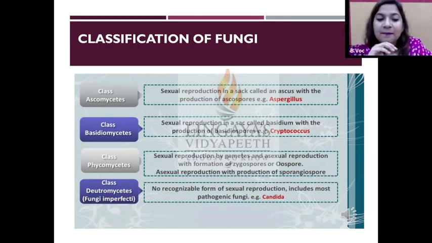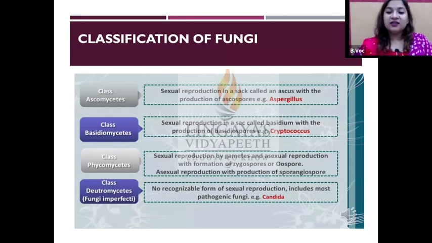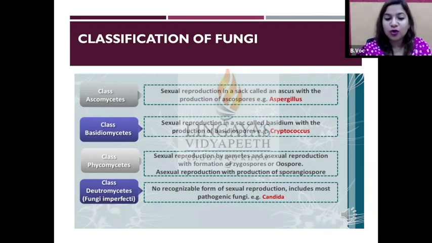Then the second one is the basidiomycetes. The classification of these fungi is based on their modes of reproduction, that is, how they reproduce. The ascomycetes reproduce in the form of a sac, and the covering is called an ascus, thus they are called ascomycetes. Then the second one is the basidiomycetes. They reproduce in a sac called basidium with the production of basidiospores. Thus, they come under the class basidiomycetes. The example of basidiomycetes is Cryptococcus.